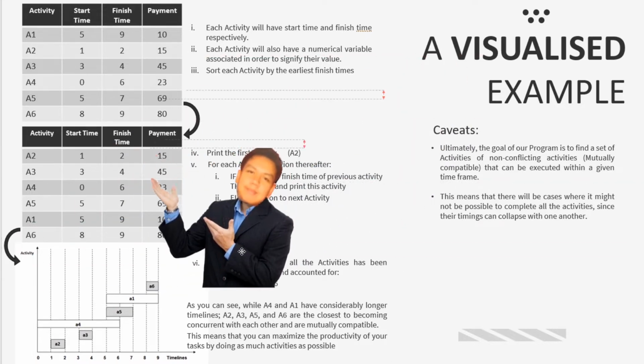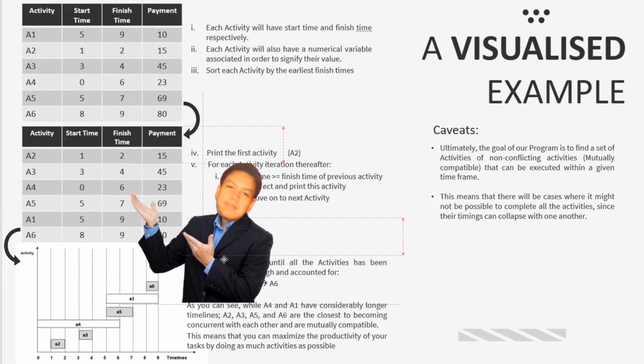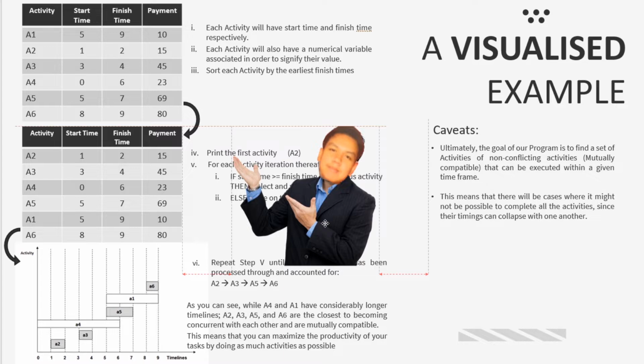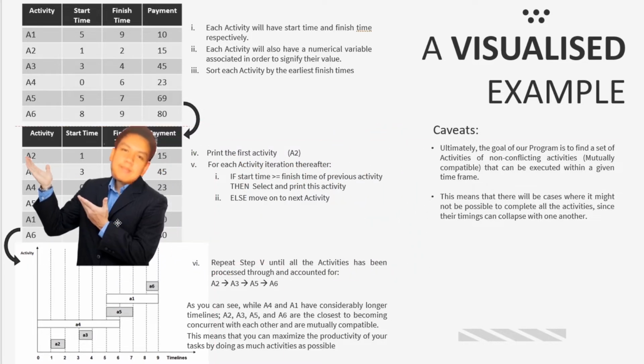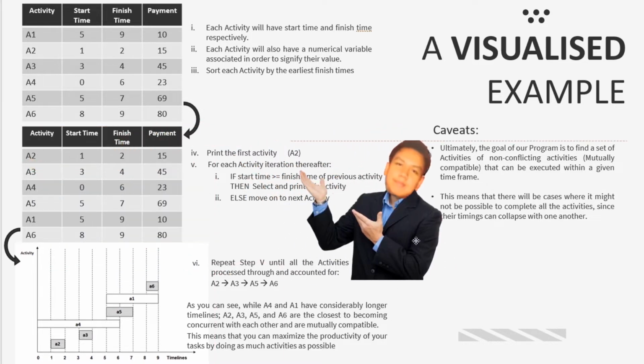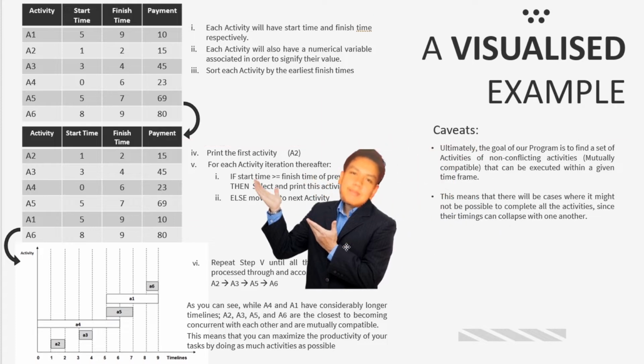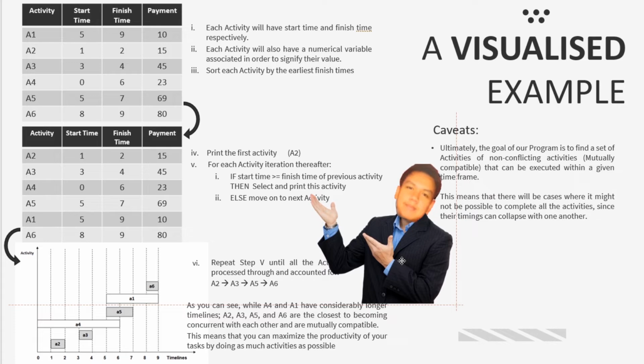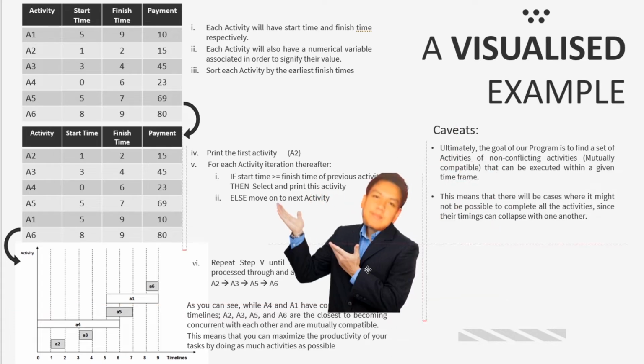Now that the table has been sorted in accordance with their earliest finish times, we can proceed to the next part of the algorithm. First, we print the first activity. As you can see, this would be A2. And for each activity iteration thereafter, if the start time is greater than or equal to the previous activity, we select and print this activity, else we move on.